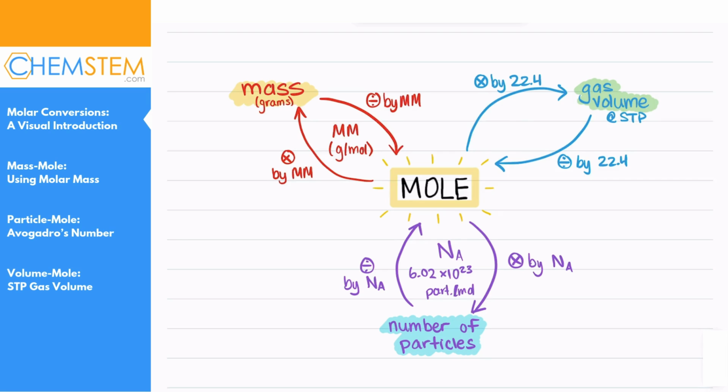That means that the special key here that unlocks the bridge in both directions between the volume of a gas at STP and a mole is 22.4 liters per mole.